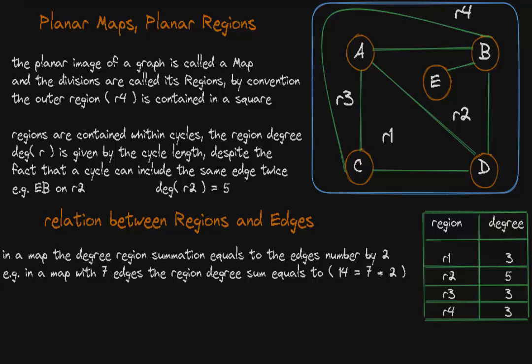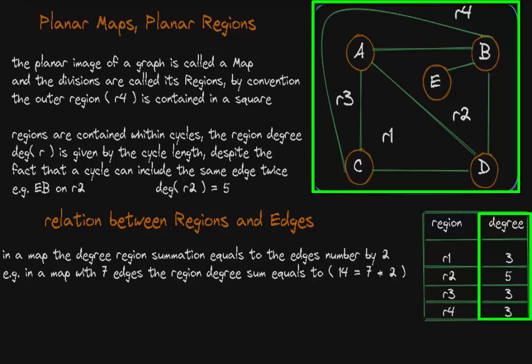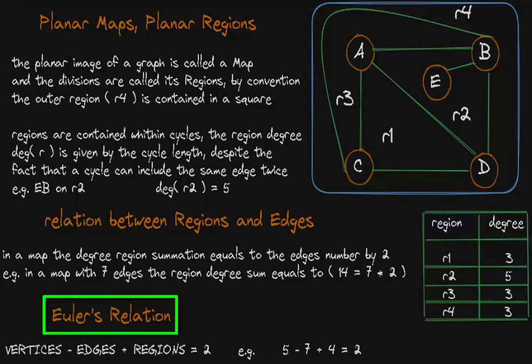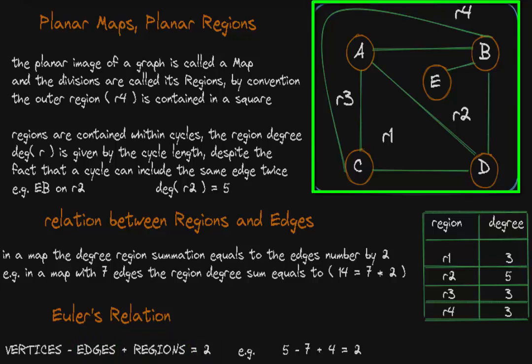There are important relations related to vertex, edges, and regions inside the map. The number of edges by 2 corresponds to the region's degree summatory. By example, here we have 7 edges, by 2 is 14, which is the degree summatory. And Euler's relation states that the vertex number minus number of edges plus number of regions always equals 2. By example, here we have 5 vertex, minus 7 edges plus 4 regions results in 2.